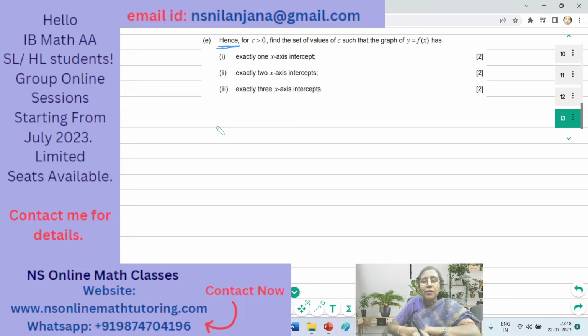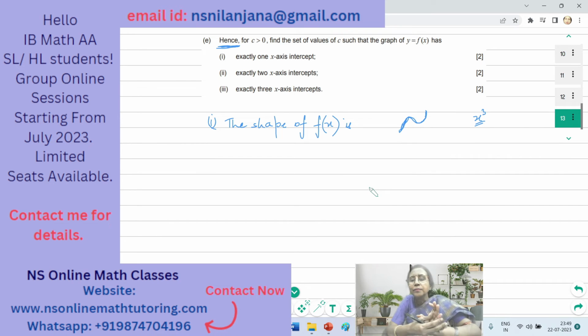f of x is a cubic function graph, and since it starts with x cubed, the x cubed term is a positive term. The shape of f of x is of this shape. It is not moving down vertically like this, but it is coming from the top left position and moving down this way.